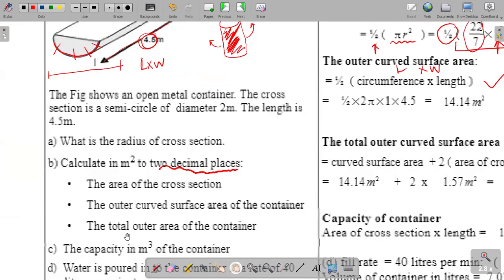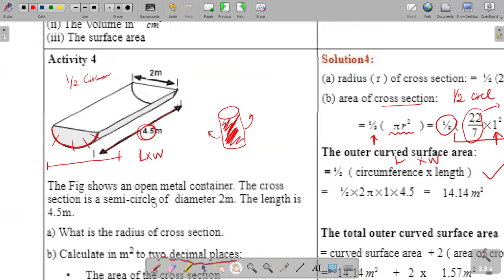The last one says the total outer area of the container. What is another way of saying the outer area? Isn't it the exact same way of saying the total surface area? I mean, just the area of all the surfaces.